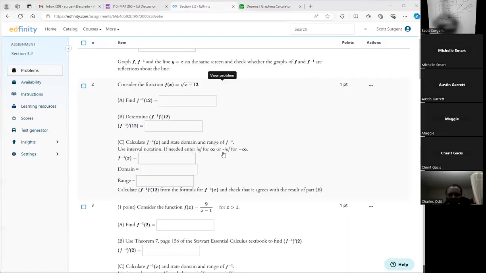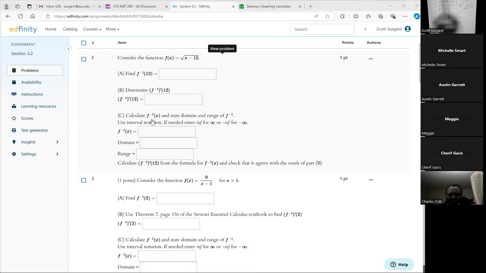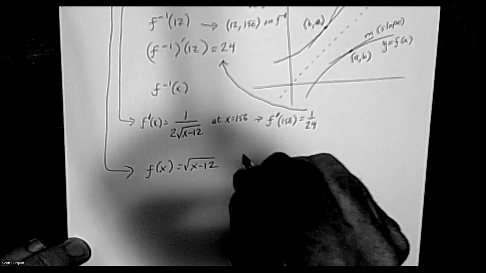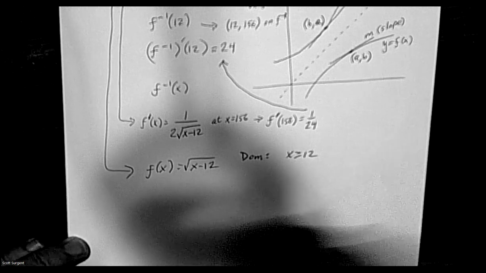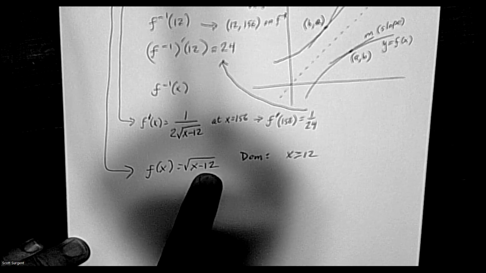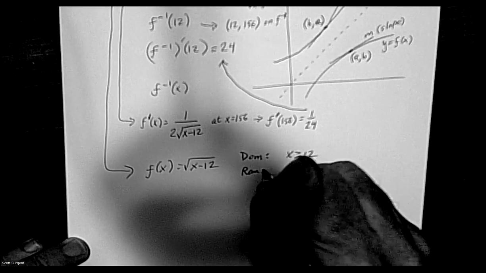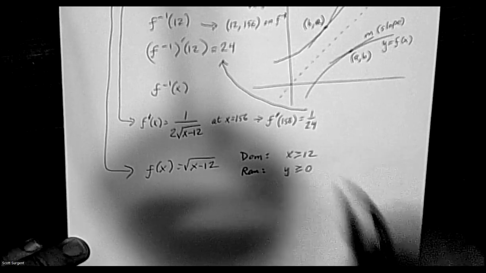There were some questions. Let me go back to the question from Edfinity, because this also came up in the Ed Discussions. We wanted to calculate f inverse of x. All right. And we wanted to give the domain and range. Right now, I'm going to come down here. I'm going to copy the function. And I'm going to state the domain and range. The domain has to be everything greater than or equal to 12. Because if I plug in 11, I get a negative number. Can't do that. The range is going to be everything greater than or equal to 0.